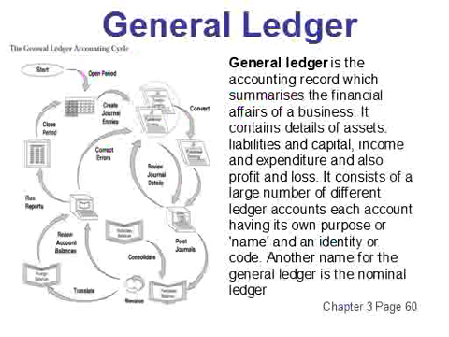General Ledger. General ledger is the accounting record which summarizes the financial affairs of a business. It contains details of assets, liabilities and capital, income and expenditure, and also profit and loss. It consists of a large number of different ledger accounts, each account having its own purpose or name and an identity or code. Another name for the general ledger is the nominal ledger.